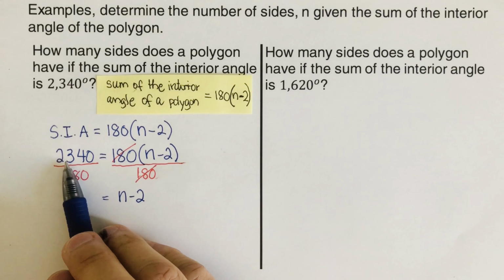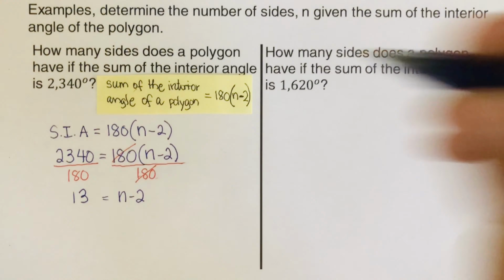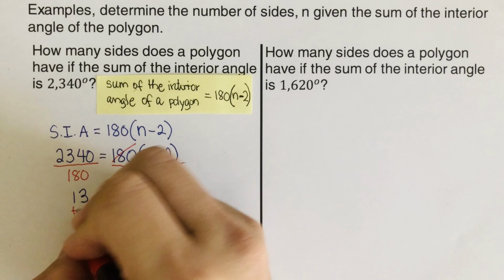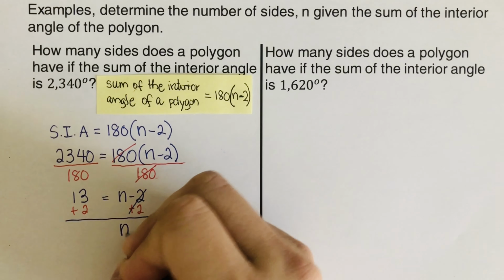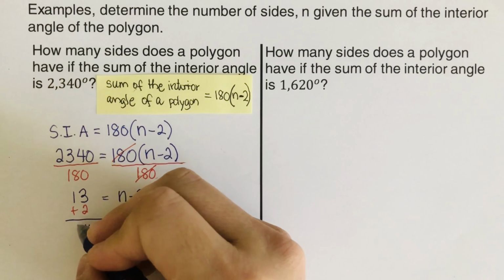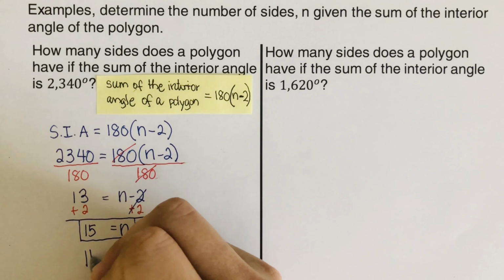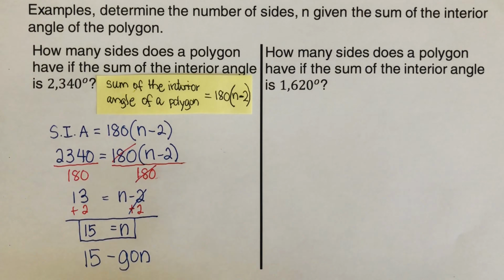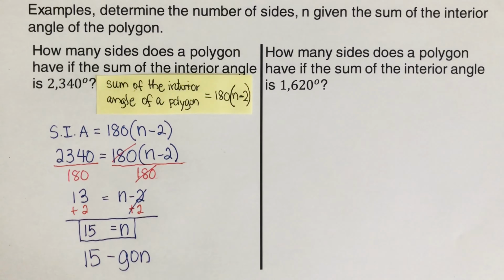2,340 divided by 180 is 13. So that's 13, and we add 2 to both sides. We are left with n equal to 15. So there are 15 sides of this polygon, and the name of this is 15-gon. Okay. At this time, I would encourage you to pause this video and try this problem out on your own. When you're done, unpause it and check your answer.